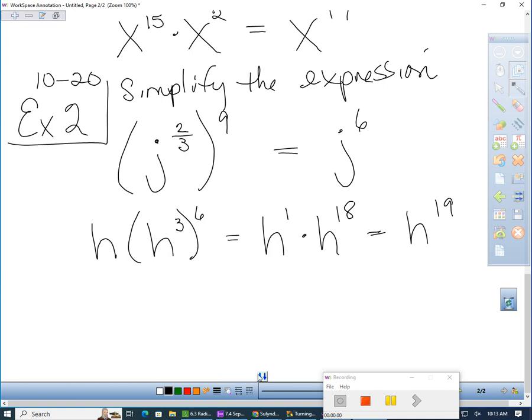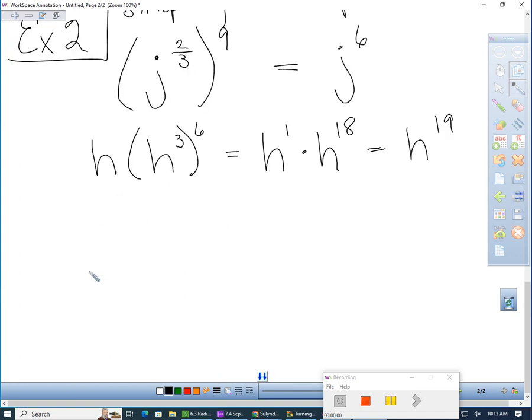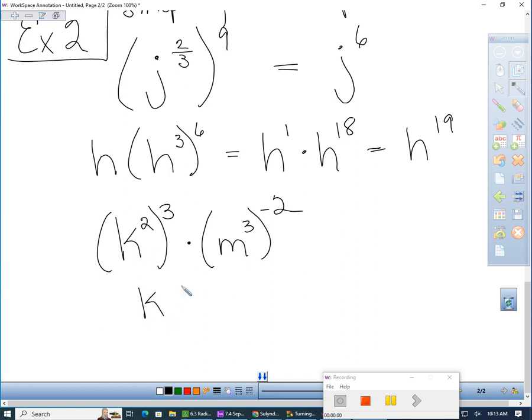Okay. All right. What if I had, how about k to the second raised to the third times m to the third raised to the negative 2. Okay, so my base is k. Good. All right, now what happens?